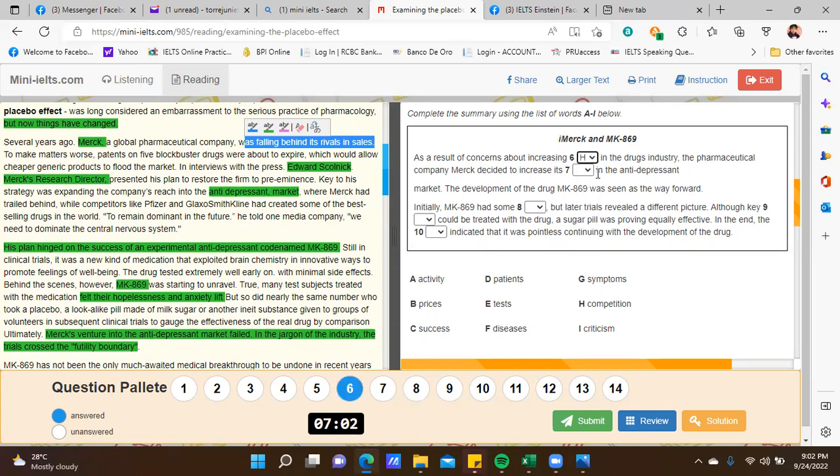Merck decided to increase its blank in the antidepressant market. The development of the drug MK-869 was seen as the way forward. Which one is it? Expanding the company's reach. What is it, sir? The key to its strategy was expanding the company's reach into the antidepressant market. Expanding the company's reach. What is it, sir, there?